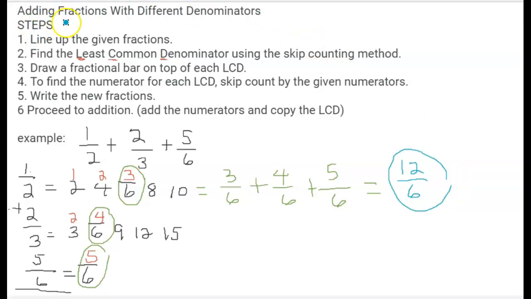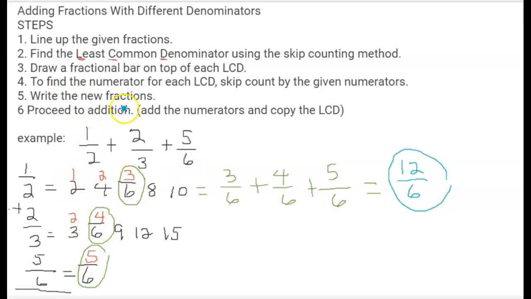So, this is how you are going to add fractions with different denominators following these 6 steps. Line up the fractions, that's what I did here. Find the LCD or least common denominator using the skip counting. That's what I did. I skip counted, and finally, I got 6. The first common multiple is the least common multiple or the denominator, okay? And then draw a fractional bar. That's what I did here. And then I also skip counted using my numerators. That's what I did here.